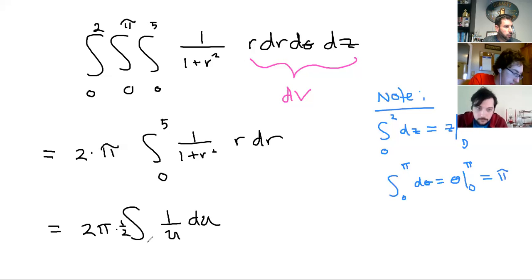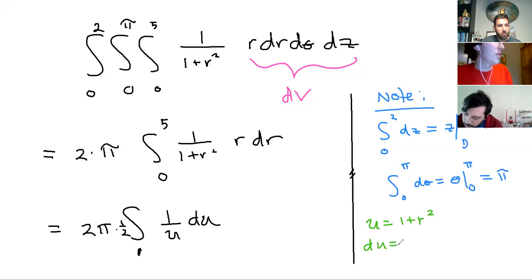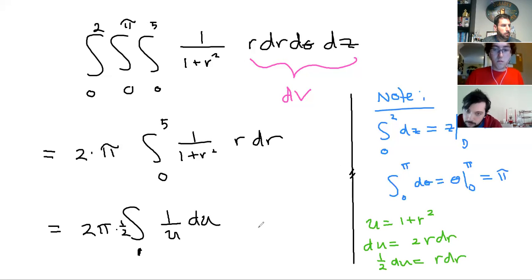And what are your new bounds? Let's think about this. Let me write this down on the side in another color. Let's choose green. What is my substitution? My substitution is u equals 1 plus r squared. So my du is 2r dr. Another way of writing that is that 1/2 du is equal to r dr. So that's how I get the 1/2 and du here.